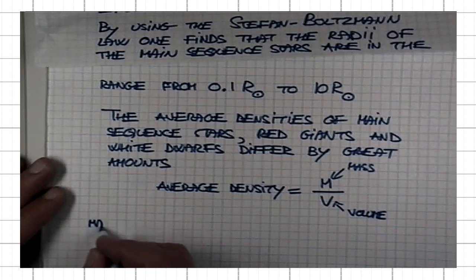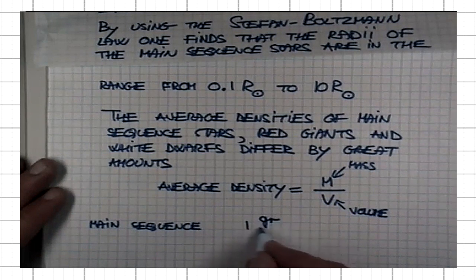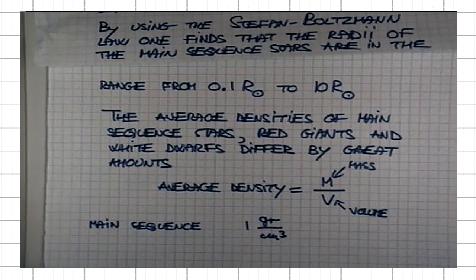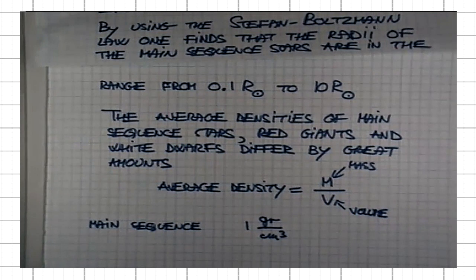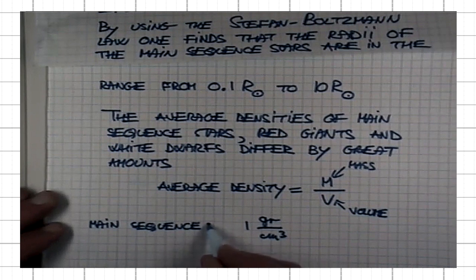For main sequence, you end up with a value of about 1 gram per centimeter cubed. This is roughly the density of water under normal conditions, right? The water density at, say, room temperature and atmospheric pressure is exactly 1 gram per centimeter cubed. So that is the average density of a main sequence star.